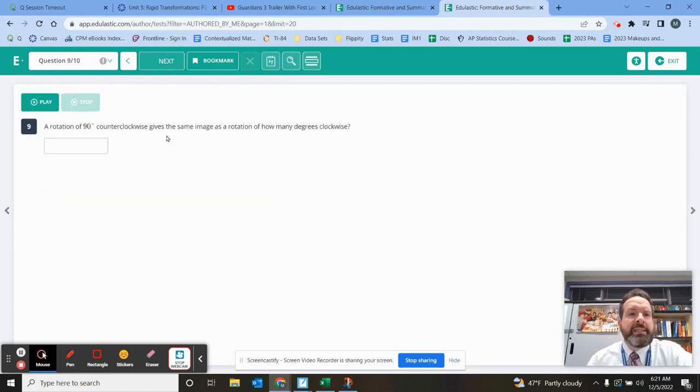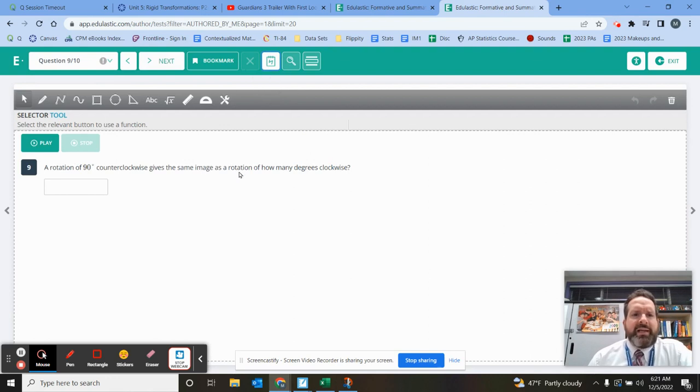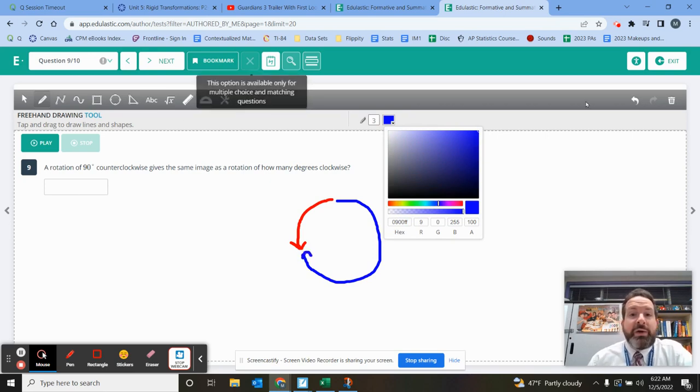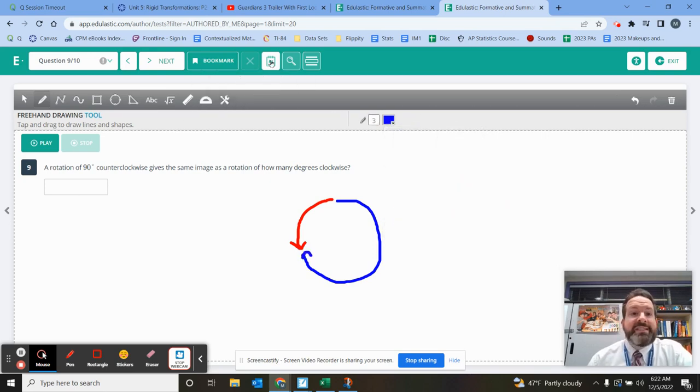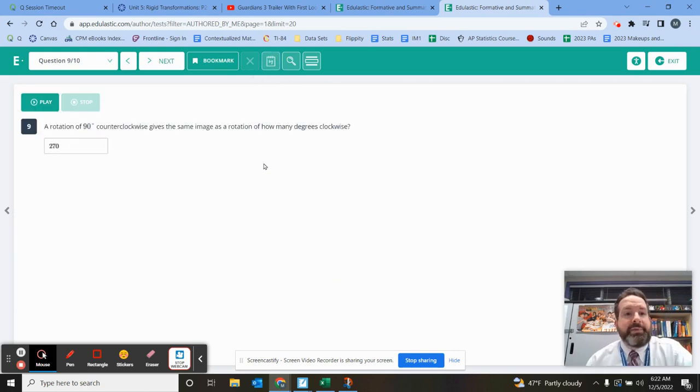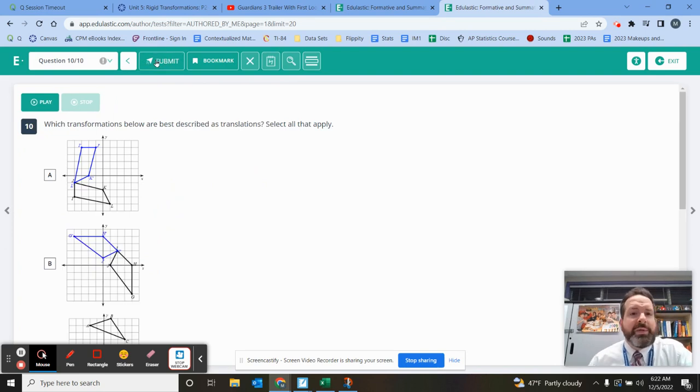There you go. Rotation of 90 degrees counterclockwise is the same as a rotation of how many degrees clockwise. This gets to the point we were talking about on Friday. Going 90 degrees, a quarter turn, counterclockwise gets you to the same place as if you go 3/4 of a turn in the other direction. So 3/4 of a turn is 270 degrees. 270. It is.